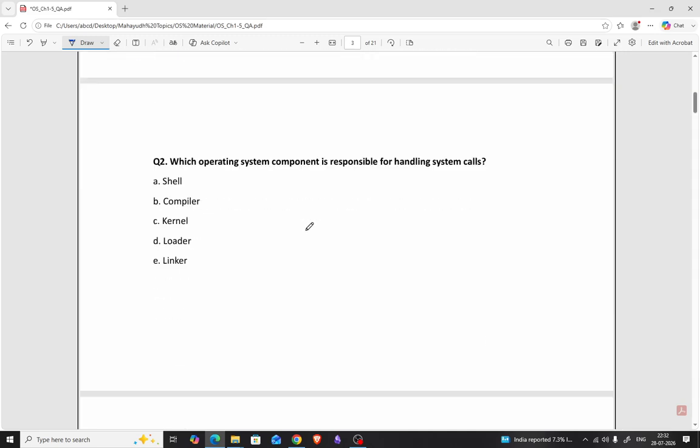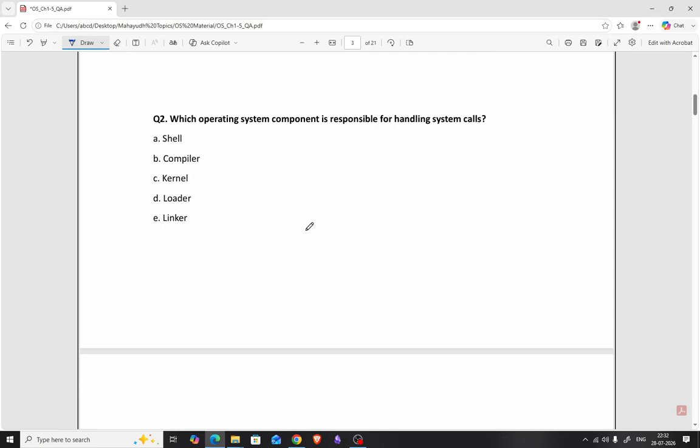Question number 2. Which operating system component is responsible for handling a system call? Go through the options: shell, compiler, kernel, loader, linker. The answer is option C, kernel. So the kernel handles the system call.